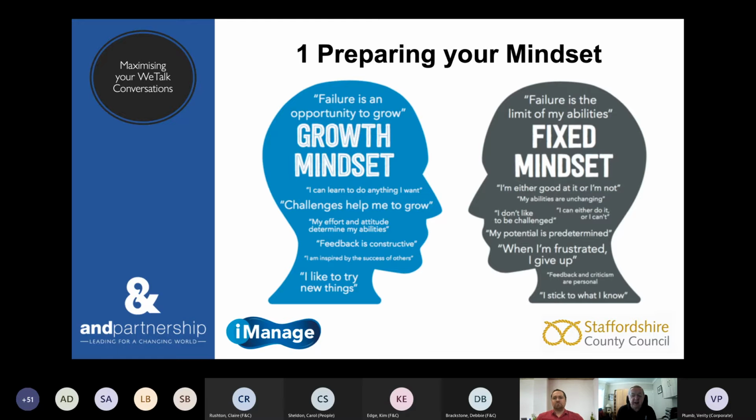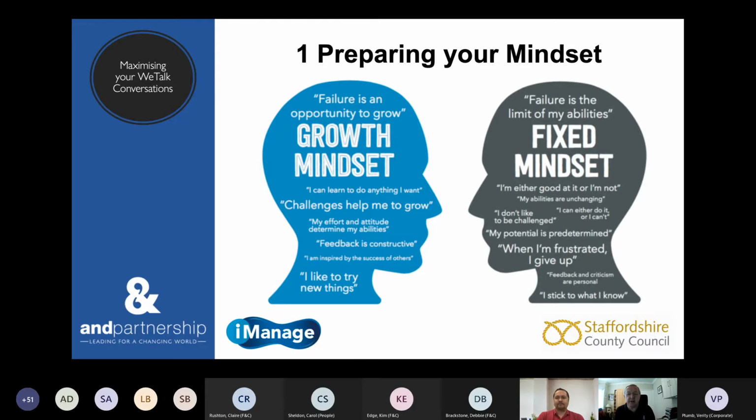Again, it's a kind of spin-off from playing to win, playing to avoid losing, but it has got some differences. And you can see in here that with the growth mindset, people tend to think that failure is an opportunity to grow. I can learn to do anything I want. Challenges help me to grow. My effort and attitude determine my abilities. I like to try new things, inspired by the success of others. Whereas the fixed mindset is failure is the limit of my abilities.